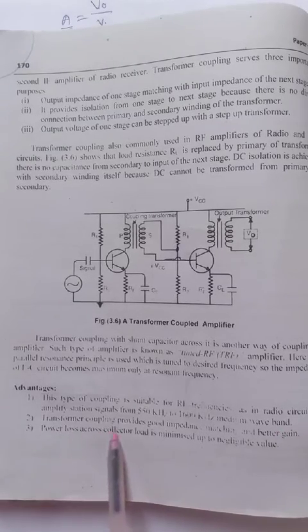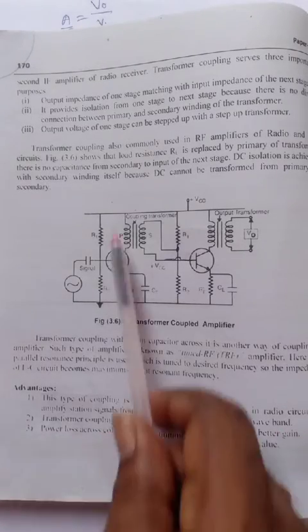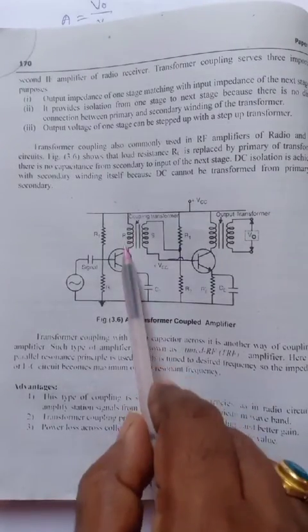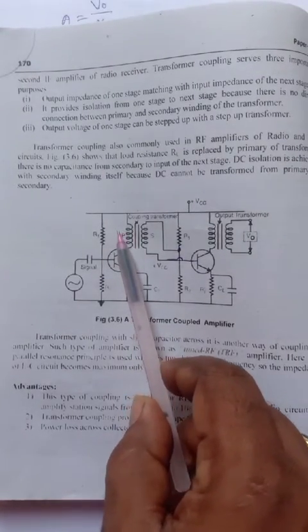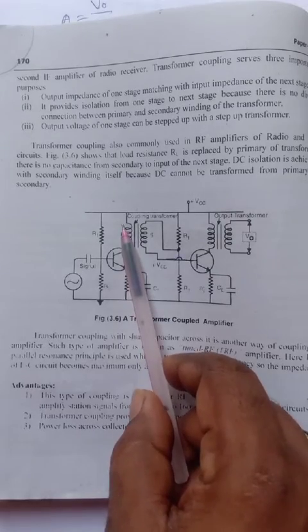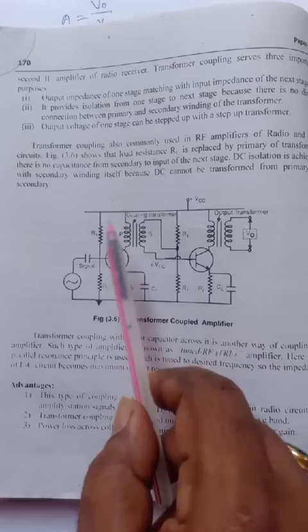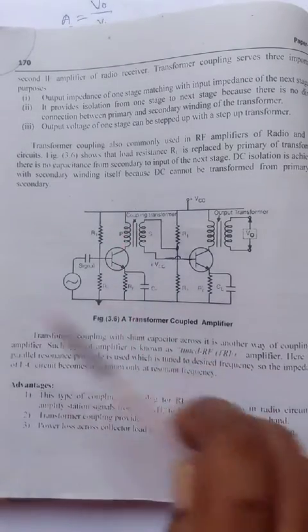Transformer coupling provides good impedance matching, as I discussed. Power loss at the collector is minimized, because here is also an inductor. We saw in impedance coupling there is some power loss, so this is also avoided by this transformer coupling. So these are some advantages.